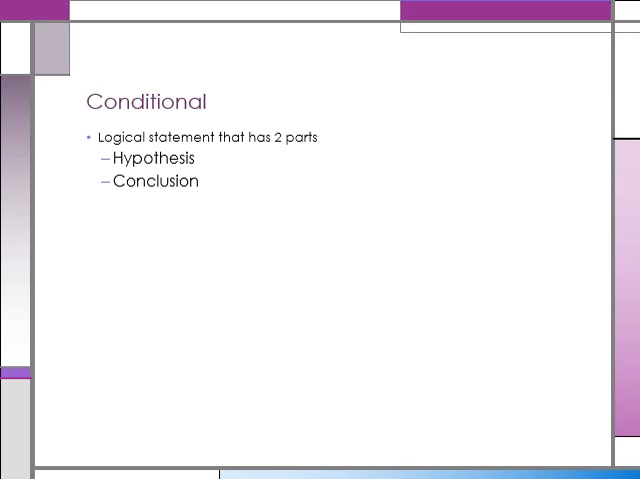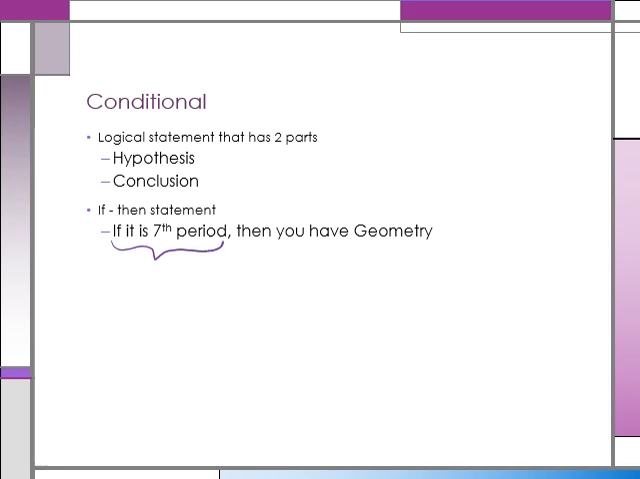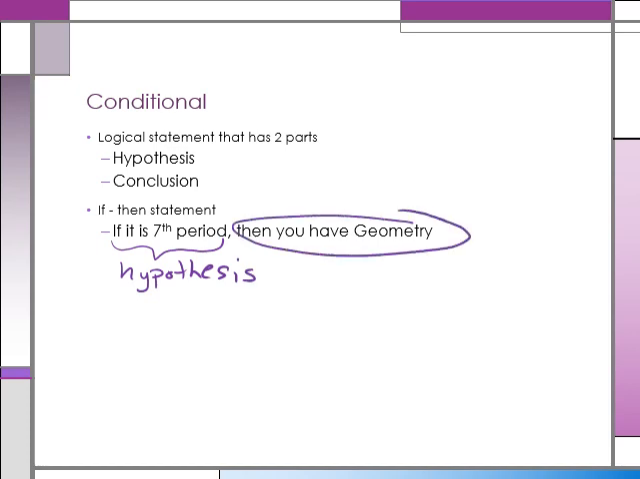Now, a conditional is a logical statement that has two parts. It has a hypothesis and a conclusion. Another word for it is an if-then statement. So, for example, if it is 7th period, then you have geometry. This is my hypothesis, the if part. This, you have geometry, is the conclusion.